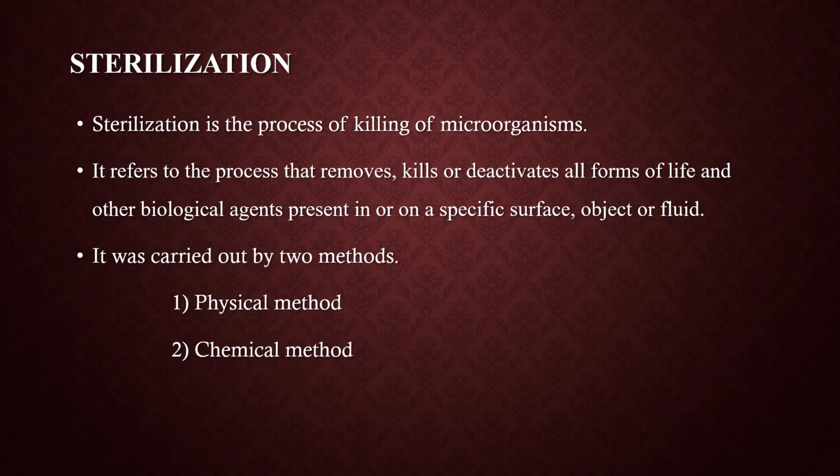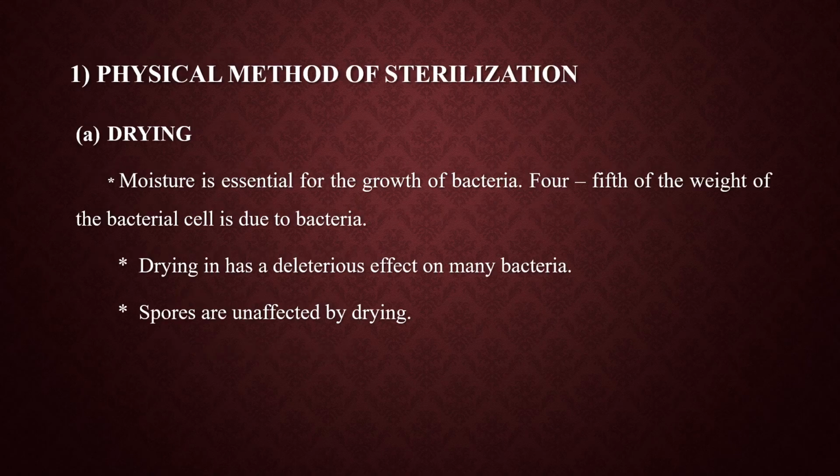Sterilization is carried out by two methods: first, physical method, and the second, chemical method. Physical method of sterilization has five methods. They are drying, dry heat, moist heat, filtration, and radiation. The first one is drying.